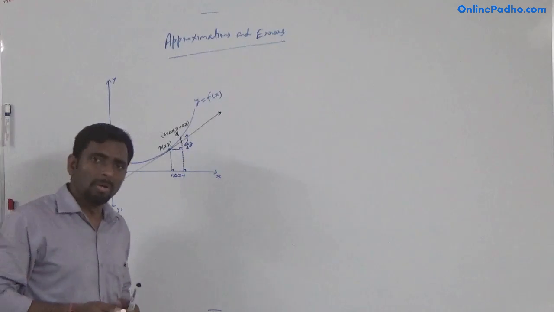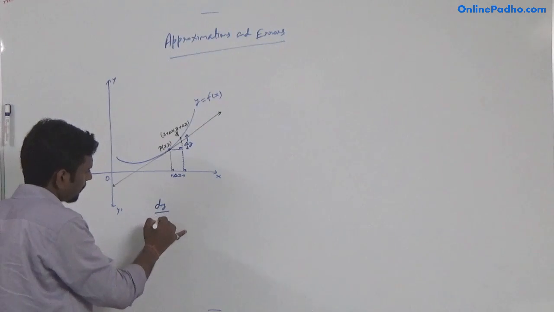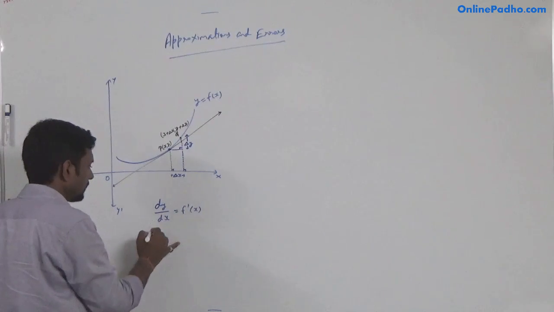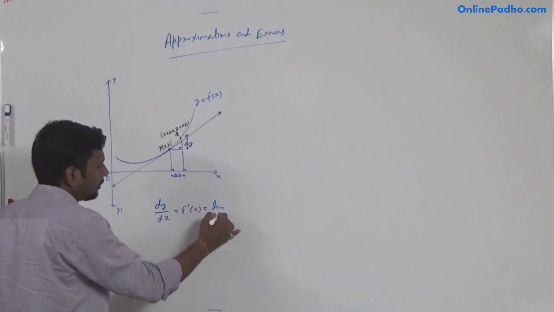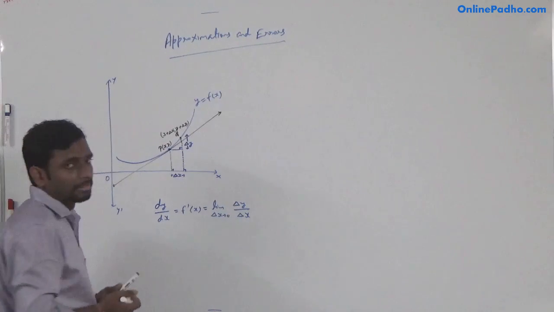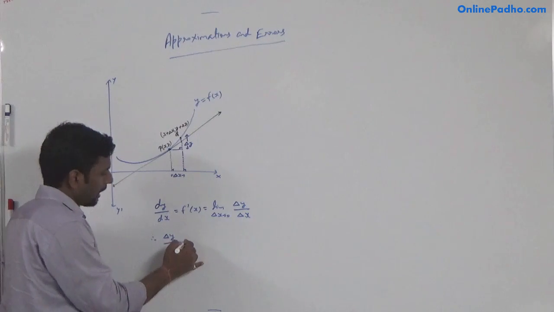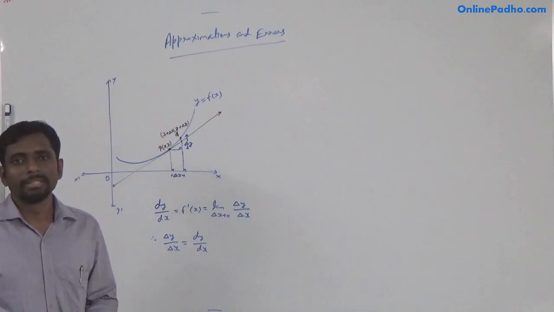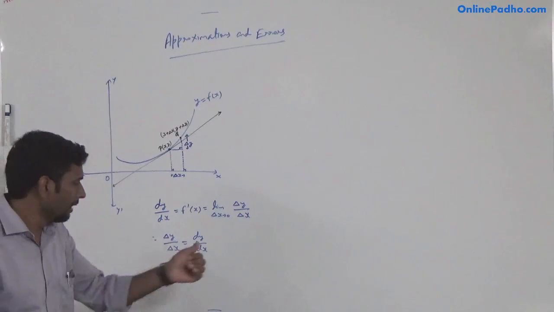Now, what do we mean by dy by dx? In this case, dy by dx, that is f dash x, is equal to the limit as delta x tends to 0 of delta y by delta x, right? So therefore, delta y by delta x can be written as dy by dx. What do we mean by dy and dx? dy is nothing but delta y and dx is nothing but delta x, a very little change.